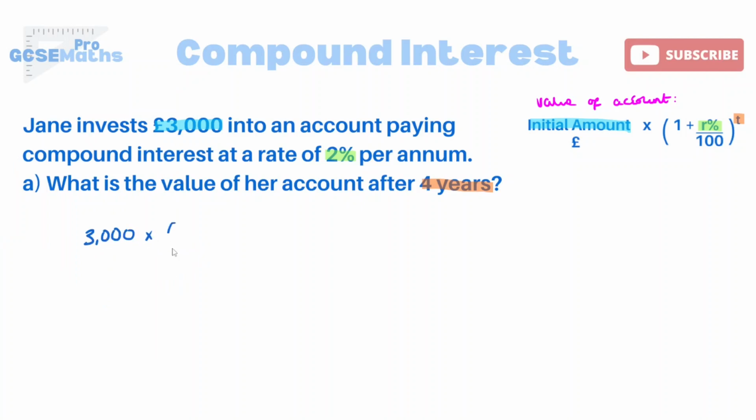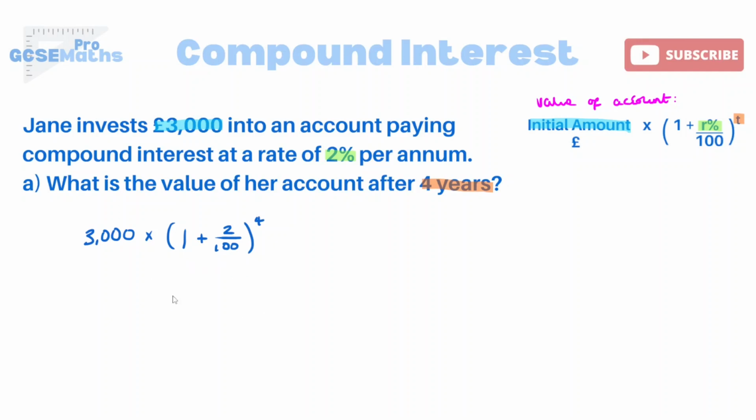3,000 times by, now if I'm to copy this exact formula, it'd be 1 plus 2 over 100, because that converts it to a decimal, and then to the power of 4. Now you can see again, the power of 4 is only for this bit here, it's not the whole thing to the power of 4.